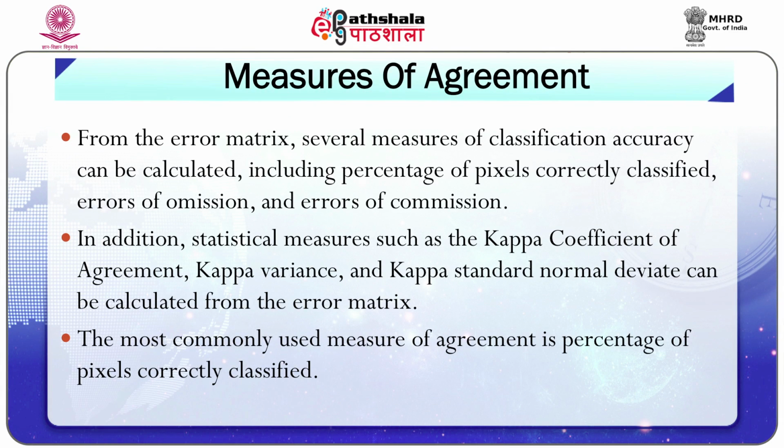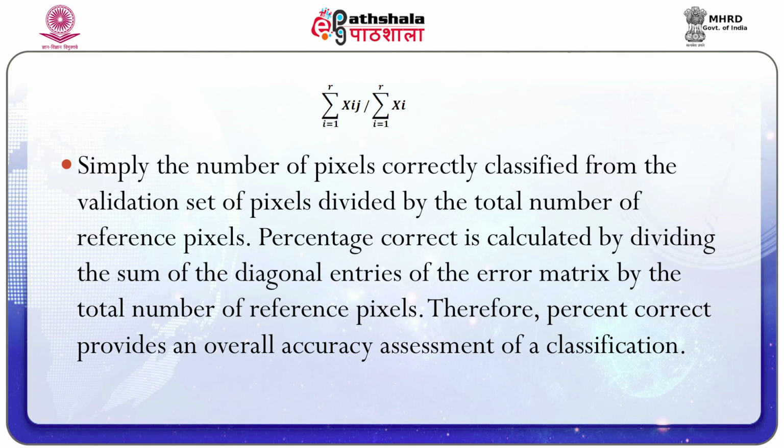Now, measures of agreement. From the error matrix, several measures of classification accuracy can be calculated, including percentage of pixels correctly classified, error of omission and error of commission. In addition, statistical measurements such as the Kappa coefficient of agreement, Kappa variance and a Kappa standard normal deviate can be calculated from the error matrix. The most commonly used measure of agreement is the percentage of pixels correctly classified: simply the number of pixels correctly classified from the validation set divided by the total number of reference pixels.